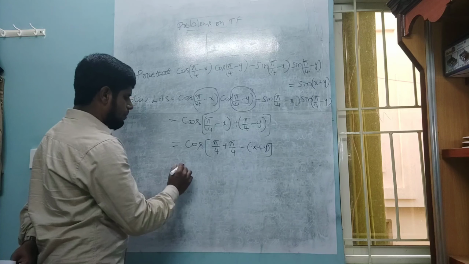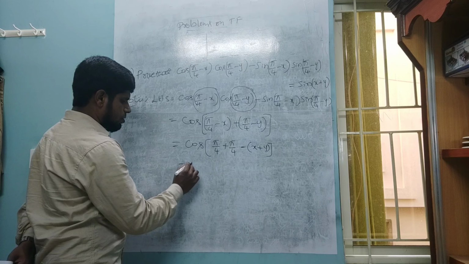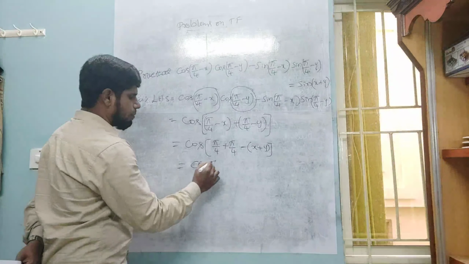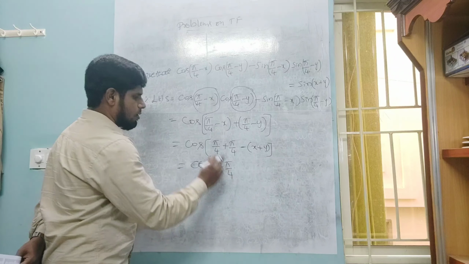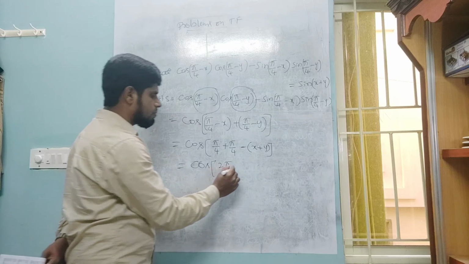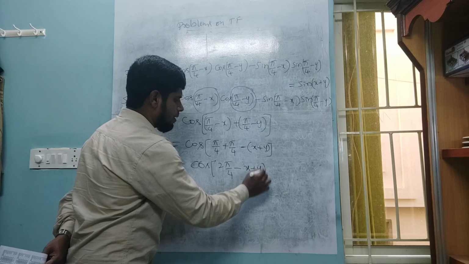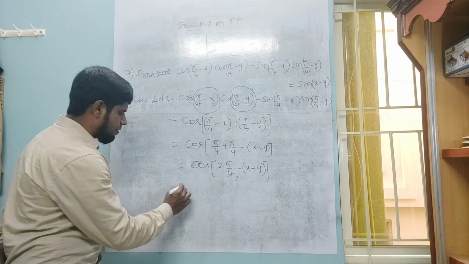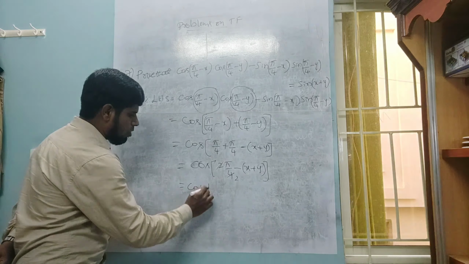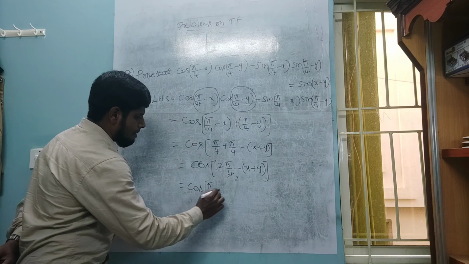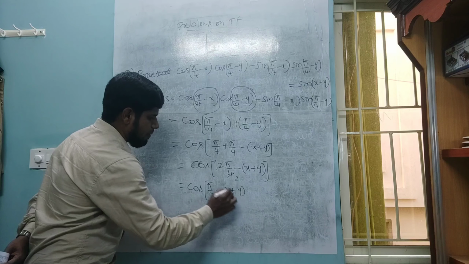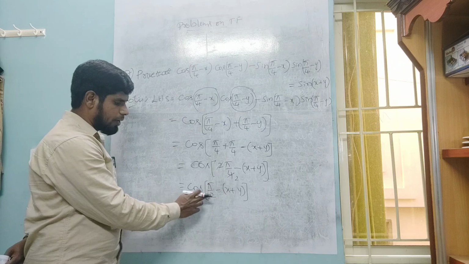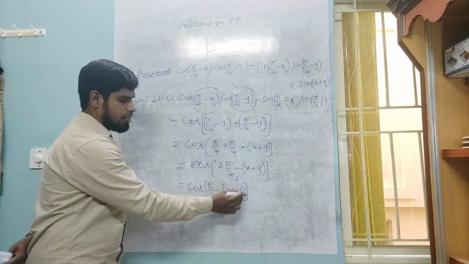Now pi by 4 plus pi by 4 is, cos of 2 pi by 4. Pi by 4 plus pi by 4 is 2 times pi by 4, minus x plus y. 1 time and 2 times, it gets cancelled. So the left out part is cos of pi by 2 minus x plus y. Pi by 2 is 90 degrees. So cos of 90 minus theta, let us call this theta.